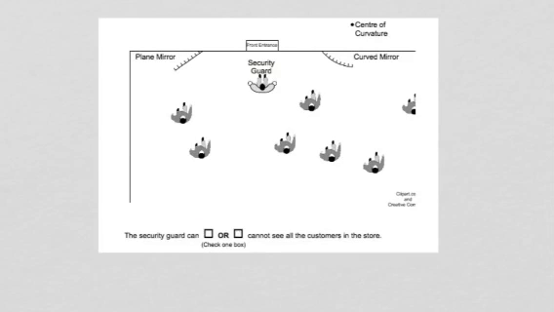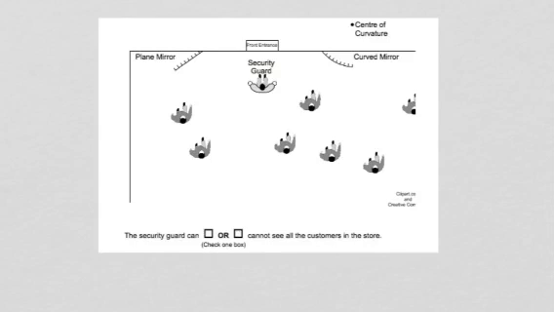When we look at a diagram like this, we're given two actual mirrors. You have a plane mirror here and you have a convex mirror here. And the question asks, based on where the mirrors are placed and where the security guard is in response to those mirrors, will the security guard standing with his back to all these people be able to see everyone in that area or not?